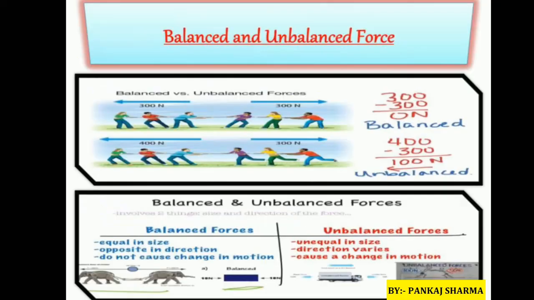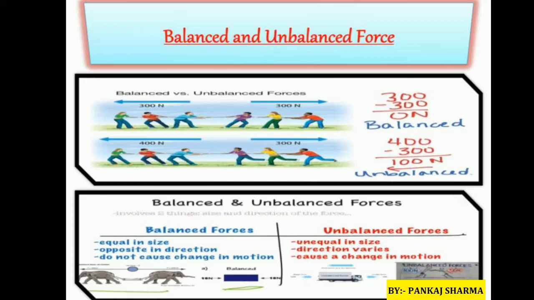In the figure we can see some people applying 300 Newton force in equal and opposite directions, so the net force is zero. Therefore they will not shift in any direction. Now in the second figure, some people are applying 400 Newton on the left side and 300 Newton on the right side, so the net force is 100 Newton. This is an example of unbalanced force.